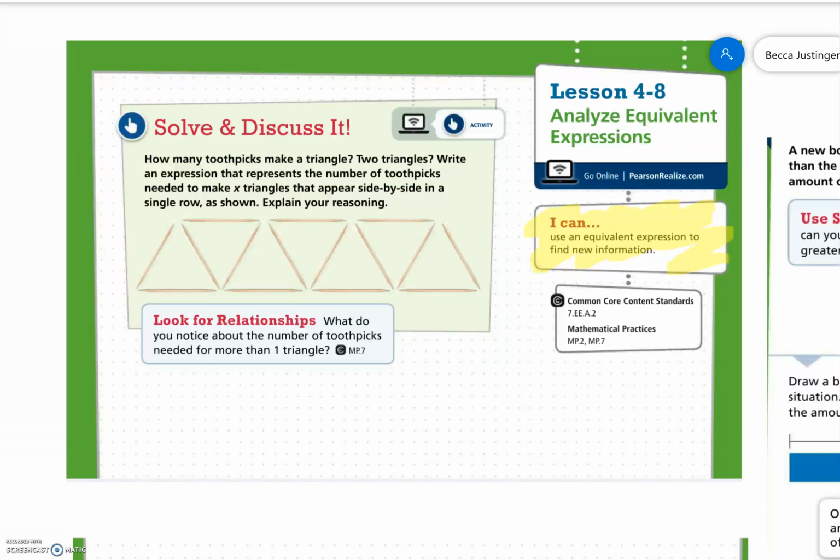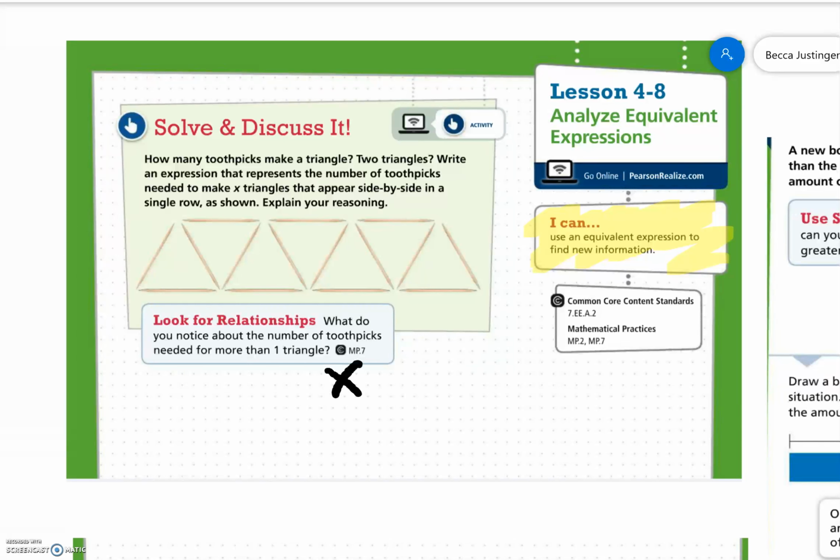How many toothpicks make a triangle? 2 triangles? Write an expression that represents the number of toothpicks needed to make X triangles that appear side by side in a single row as shown. Explain your reasoning. Okay, so let's make a table.